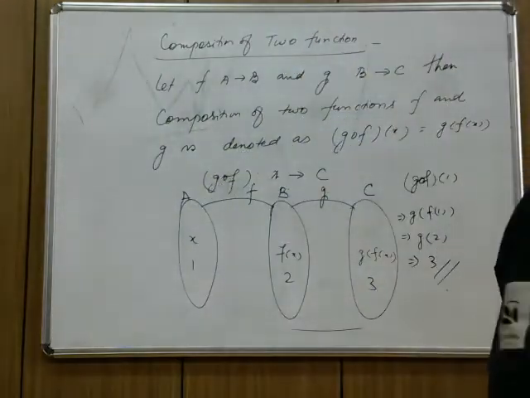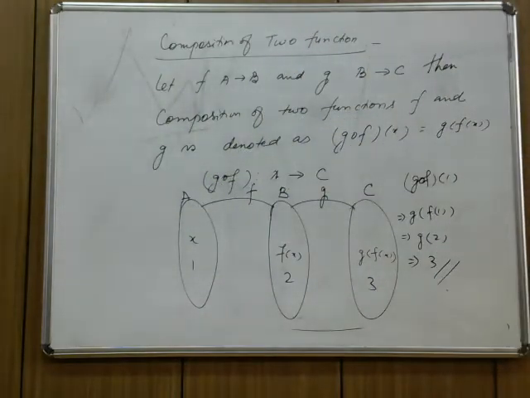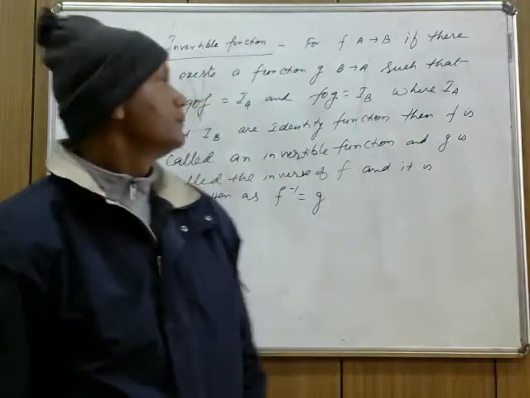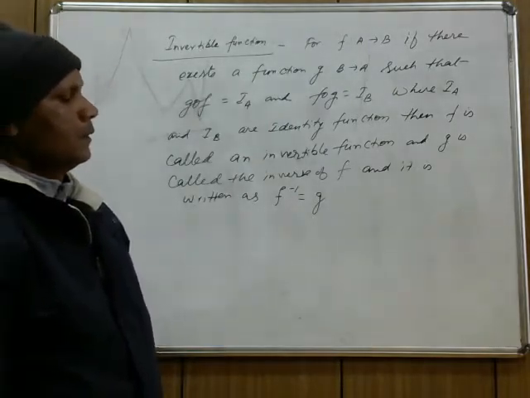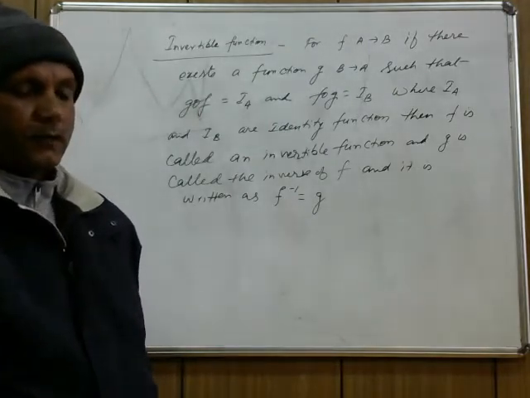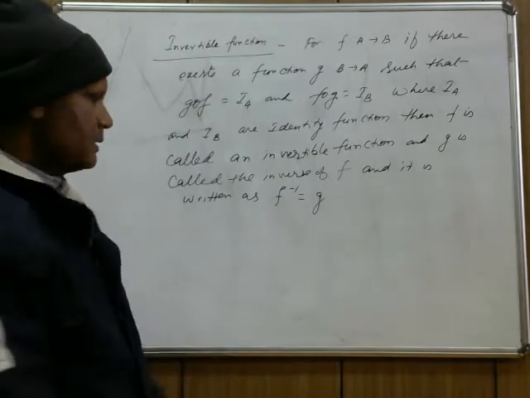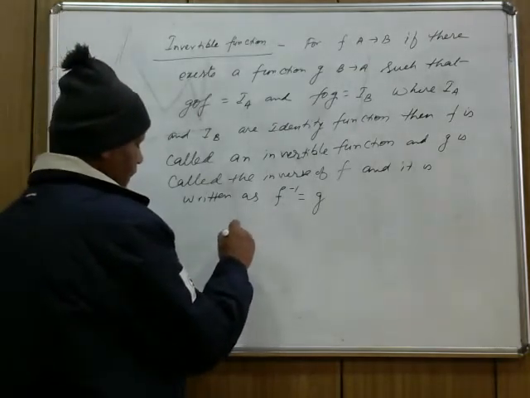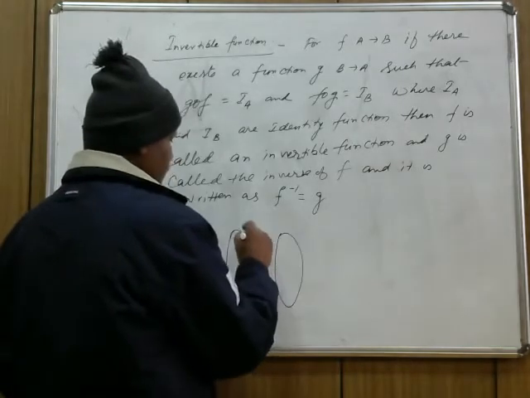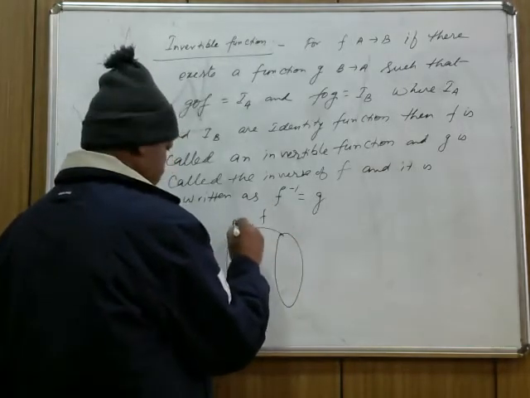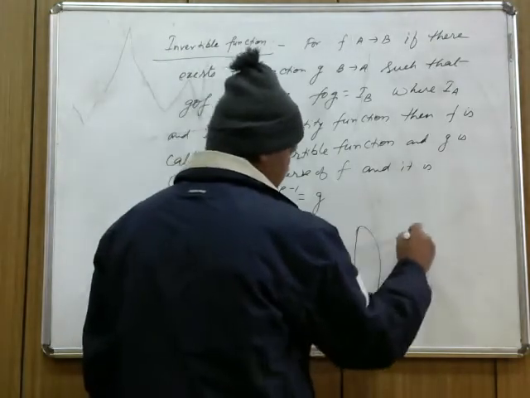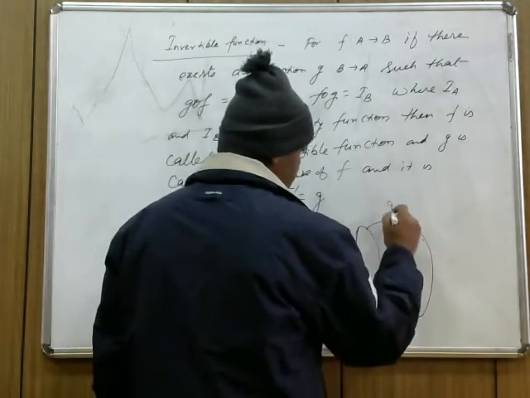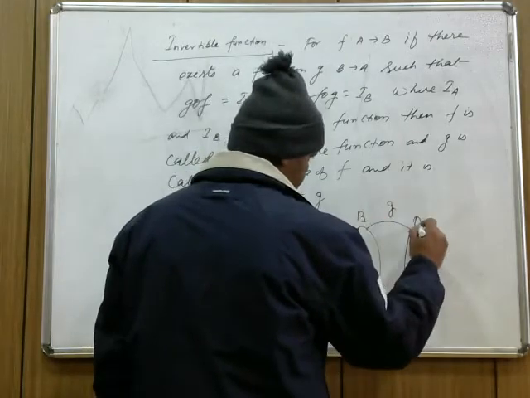And now I will discuss the inverse function. Right. Now the invertible function. First of all, make it sure that a function can be invertible. That means f is a function from A to B. f is a function from A to B. g is a function from B to A.